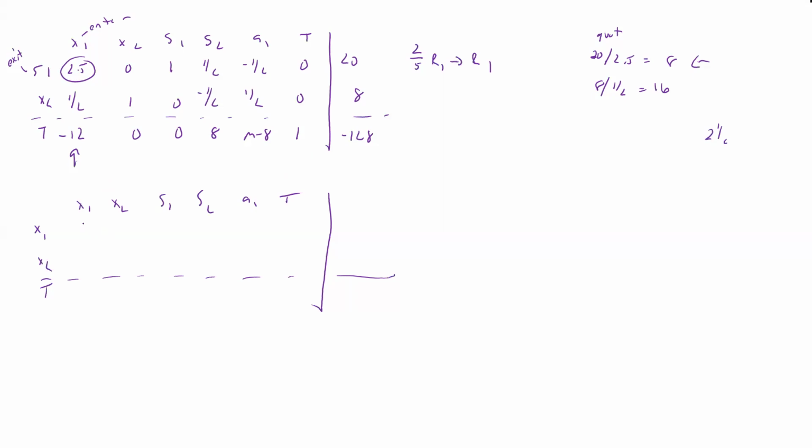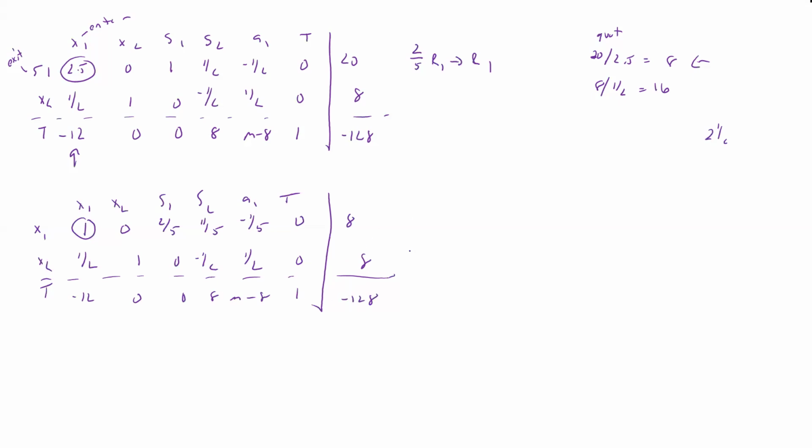So let's see, what's that going to give us? That's going to give us a 1. And then we're still going to pivot on this one because we haven't done anything else to make the rest of them 0. So 0, that's 2/5. That's 1/5, minus 1/5, 0, and that's going to be 4 times 2, so that's 8. And that's still a half, a 1, a 0, minus half, a 1 half, a 0, and an 8, and a minus 12, a 0, a 0, an 8, and minus 8, a 1, and a minus 128.